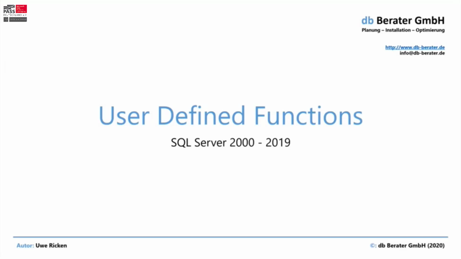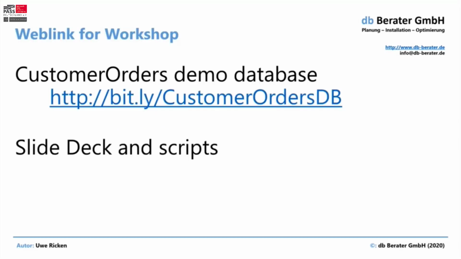We would like to talk about user-defined functions, with what has changed when they first came in SQL 2000 up to the current version of SQL Server 2019. The web link for this is the following. I'm using a demo database called Customer Orders DB. You can download it from here. As long as I'm in business, you can download this database if you want. The slide deck and scripts will be provided after the next session, when I see some improvements for it, because you need to know this is the first time that I'm demonstrating this session.